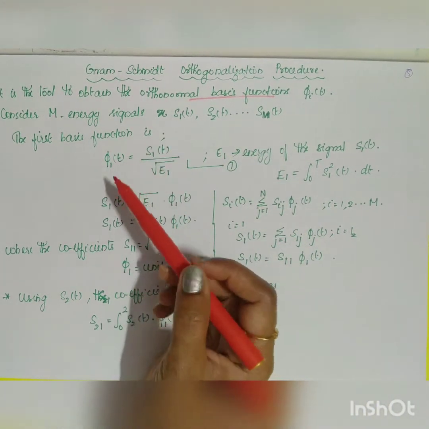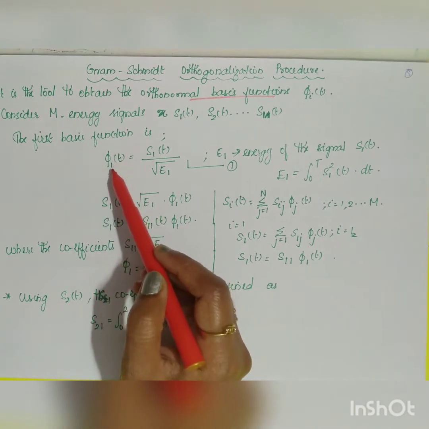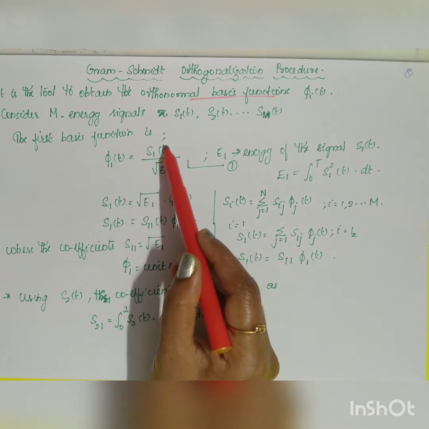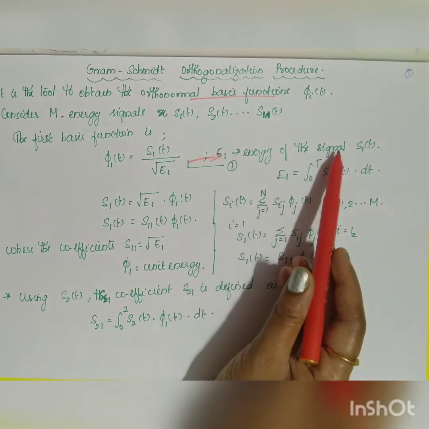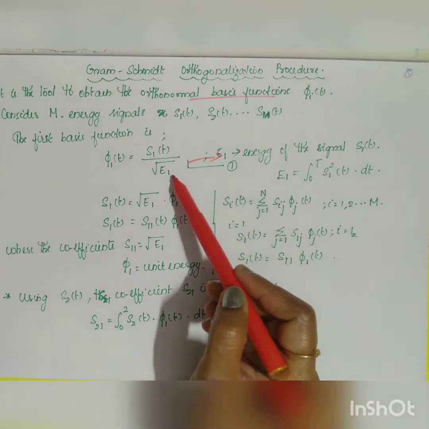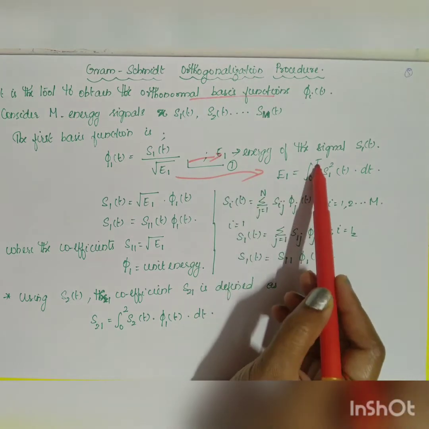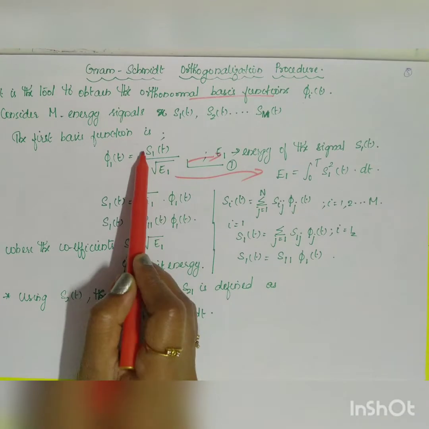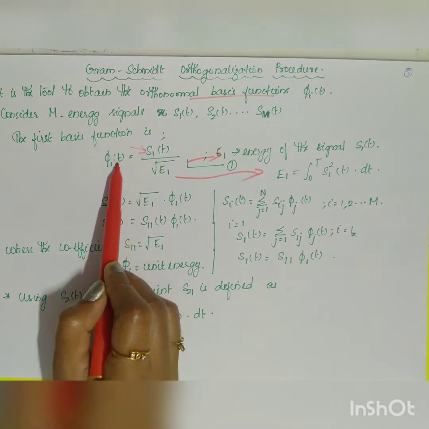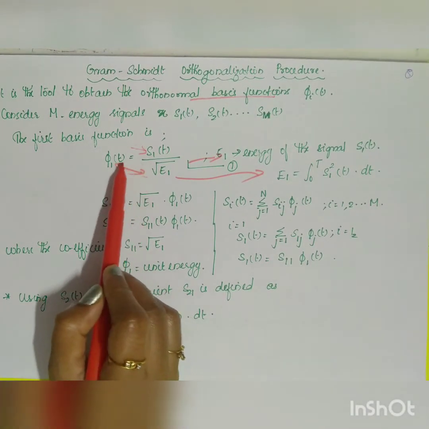The first basis function is given by, as I have mentioned before, phi 1 of t equal to S1 of t divided by root of E1, where E1 is the energy of the signal S1 of t. E1 will be equal to what? The integral from 0 to T of S1 squared of t dt. Okay. So from this, can we find the value of S1 of t? If you cross multiply these two, right?